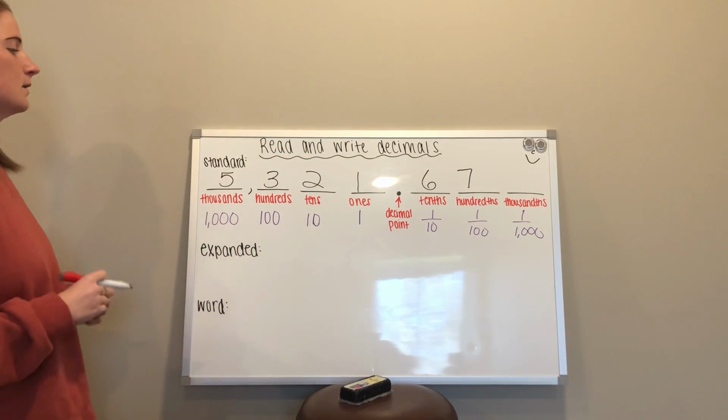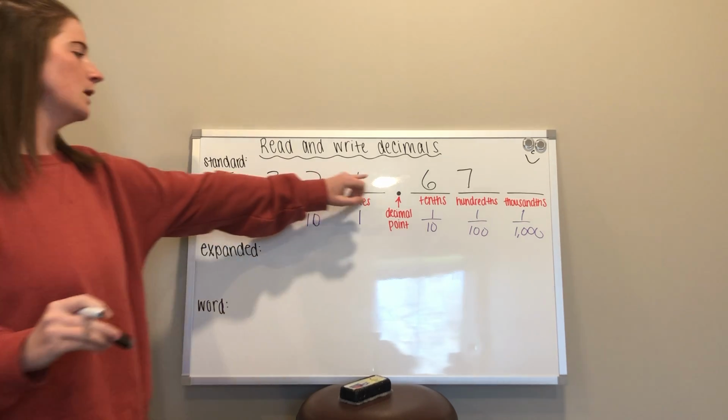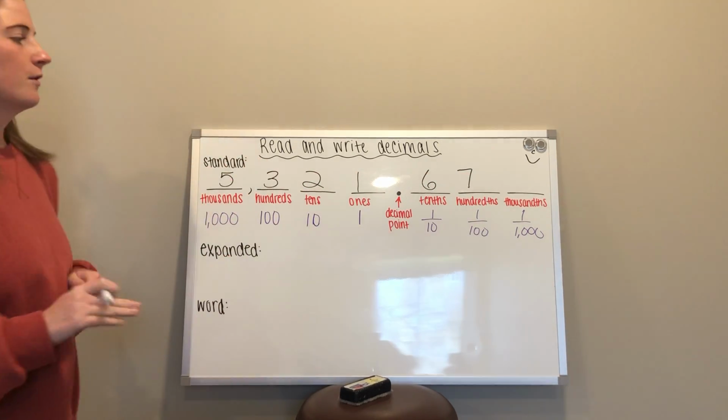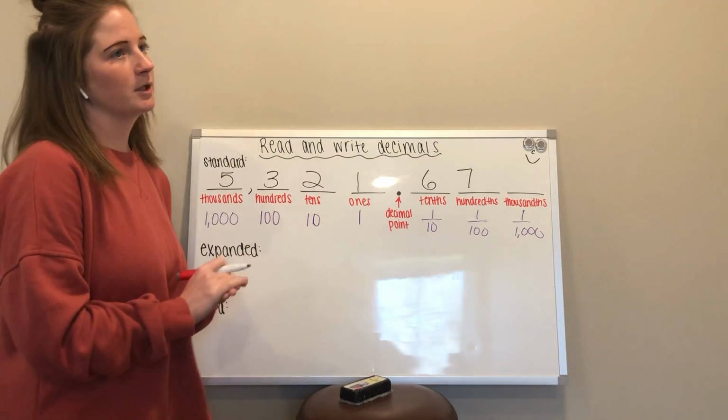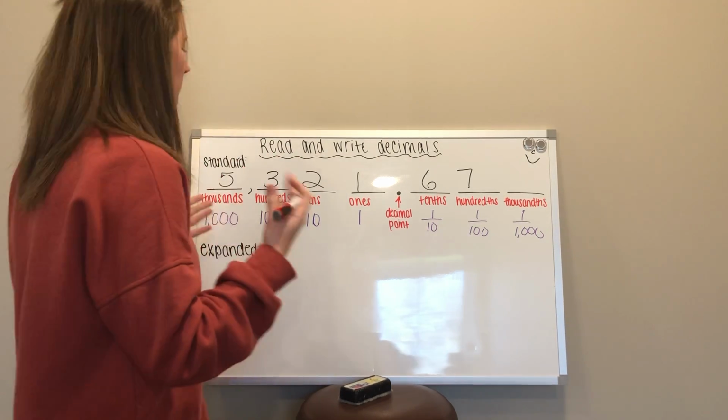Okay, so this is in standard form. We have 5321 decimal point 67. So first thing I'm going to do is let's put it in expanded form. A lot of you guys are really good at putting whole numbers into expanded form, so let's start with that.